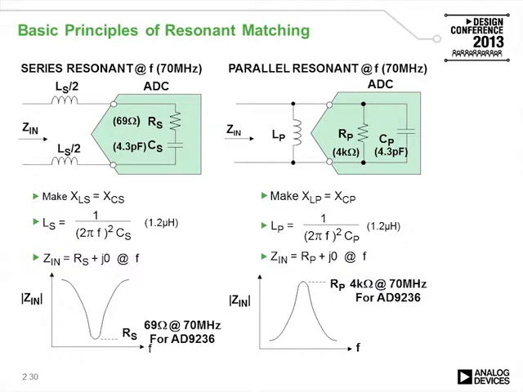We can do it either as a series resonant match or a parallel resonant match. Both are equally valid. The main difference is that with the series resonant mode, when we get our match, there's a minimum in the impedance. If you use a parallel resonant mode, the match is at the maximum of the impedance, and that just makes it a little bit easier to drive. So in general, the parallel resonant format is the one we want to use.